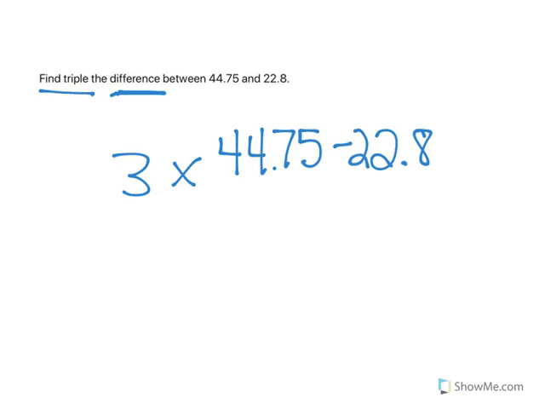Now again, they're asking us to find triple of this difference. They don't want us to find triple of 44 and 75 hundredths and then subtract 22 and 8 tenths. So the way to make this correct is I would have to add the parentheses so that I'm finding the difference first and then finding triple of that difference.